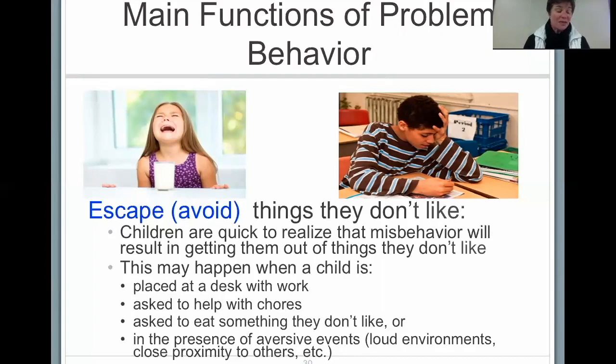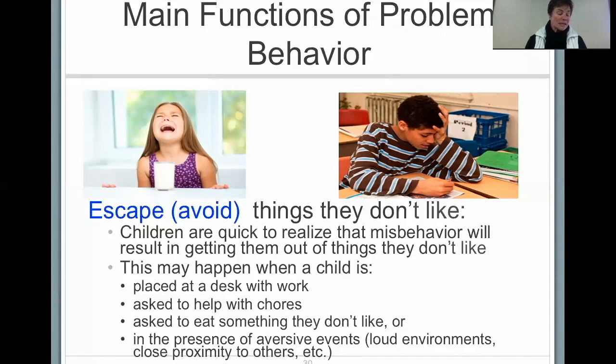A child may even engage in problem behavior in order to get away from a loud or crowded environment. Children are quick to learn that throwing materials will get them out of having to do a work task, or screaming will get them pulled out of church or a birthday party they don't want to go to.